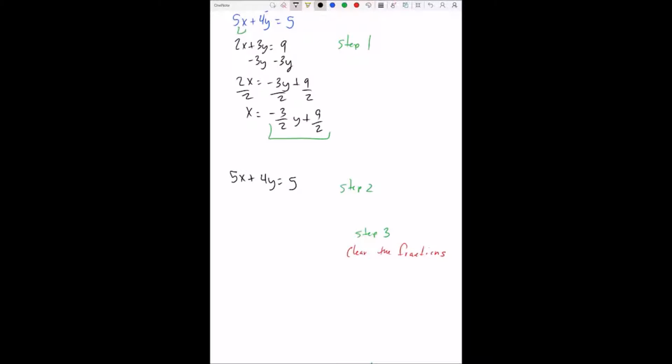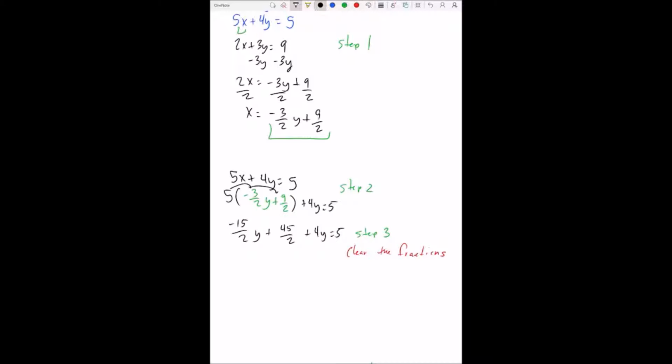Alright, so we're going to plug in x for 5x plus 4y equals 5. So we have 5x, which is negative 3 over 2 y plus 9 over 2, plus 4y equals 5. We distribute. So we get negative 15 over 2 y plus 45 over 2 plus 4y equals 5.